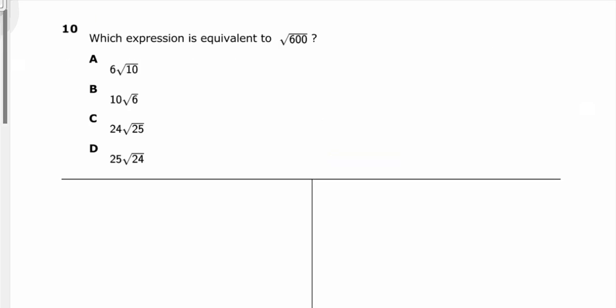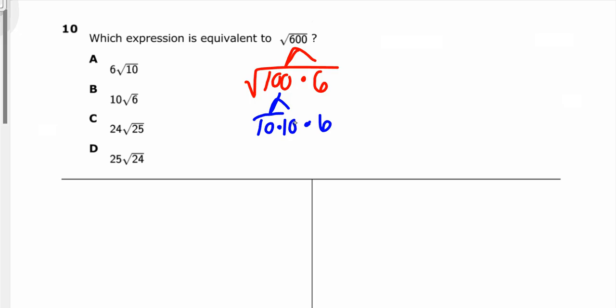Okay, last question, 600. How can I break down 600? I chose to break it down as 100 times 6. And I'm looking for those perfect squares, so I can do 10 times 10. We don't want to forget about my 6. That's still there. I can take out my square of 10. And on the inside, I still have 6. So my answer is B.